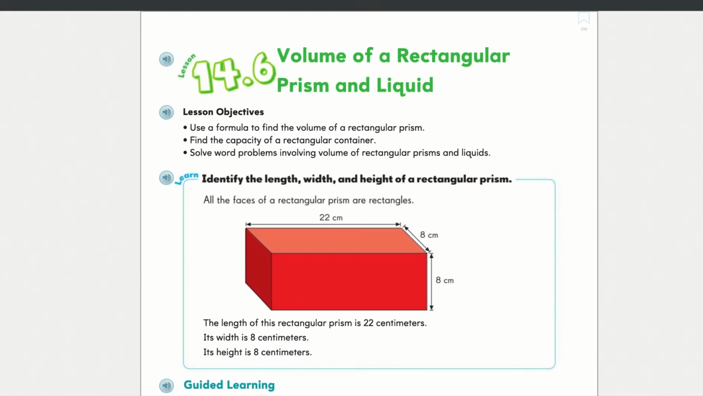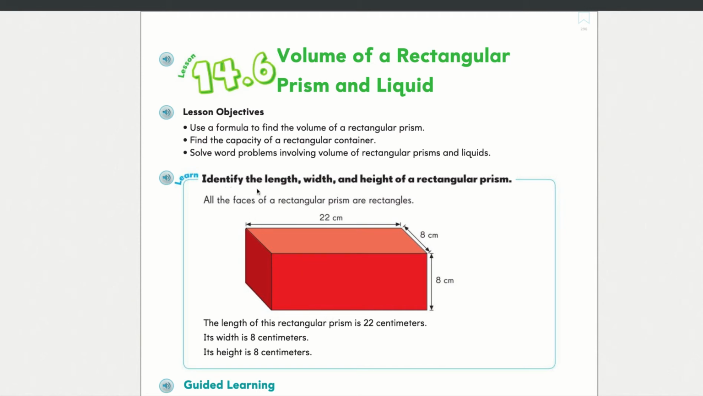Lesson 14.6, volume of a rectangular prism and liquid. Use a formula to find the volume of a rectangular prism. Find the capacity of a rectangular container and solve word problems involving volume of rectangular prisms and liquids.